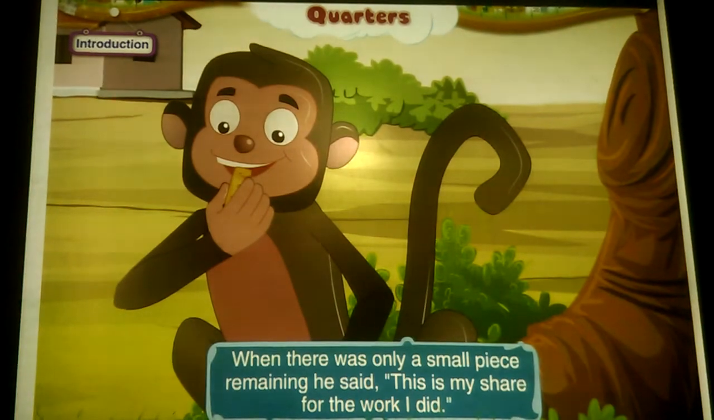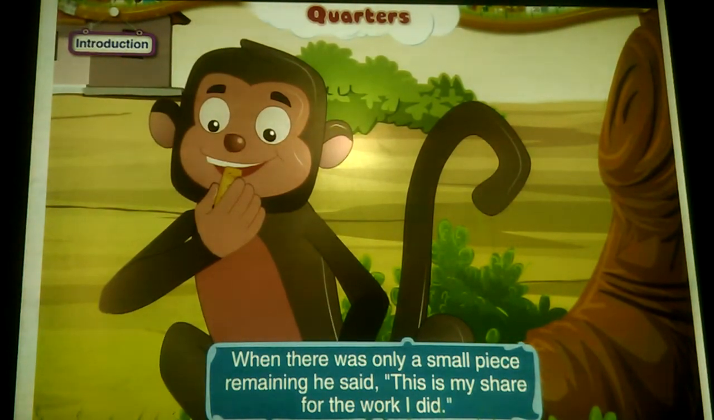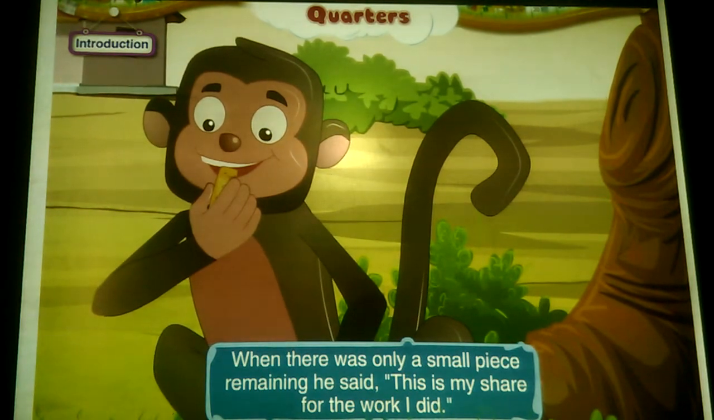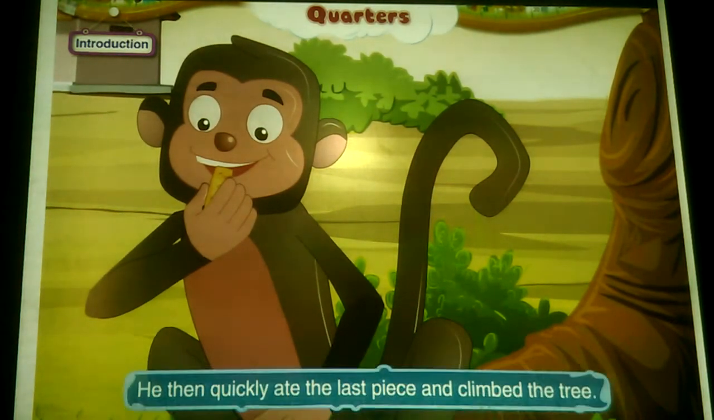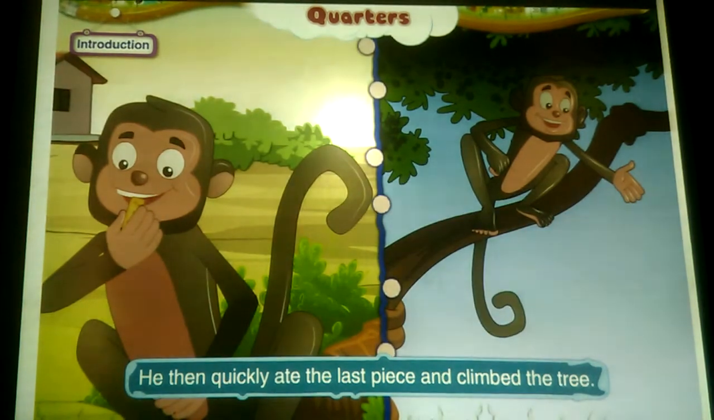When there was only a small piece remaining, he said, "This is my share for the work I did." He then quickly ate the last piece and climbed the tree.